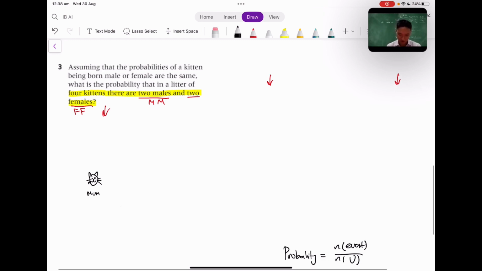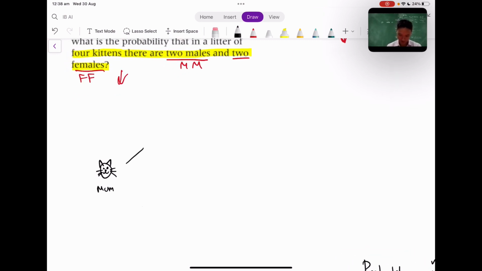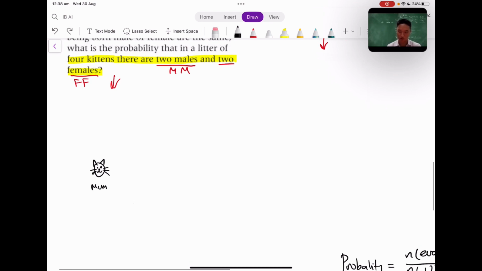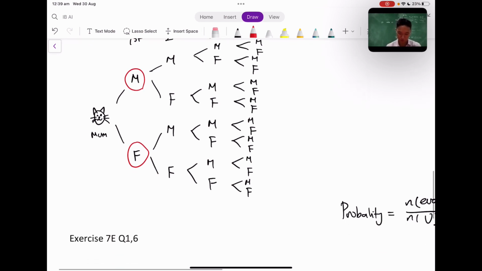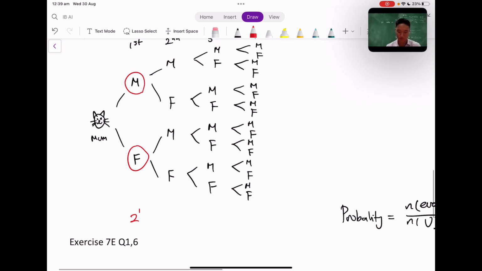Let's have a look. So we have a mom cat, meow. This mom cat has a first child, a second child, a third child and a fourth child, who can be male or female babies. To save time, I've already done that for you. It may seem a bit overwhelming, so let me go through them one by one with you. For the first child, this mom cat can have either a male cat or a female cat. So there are 2 possibilities for the first child.